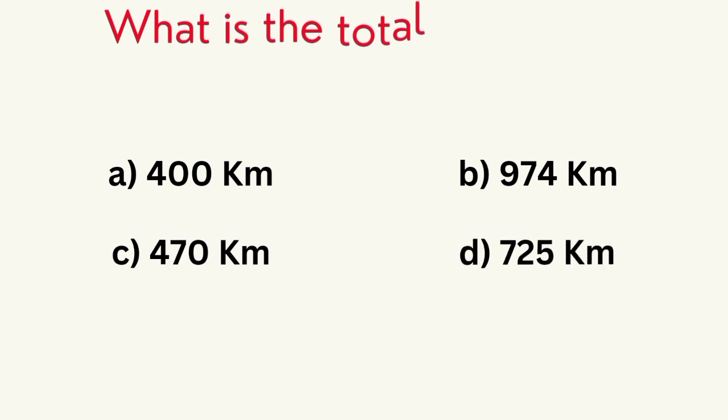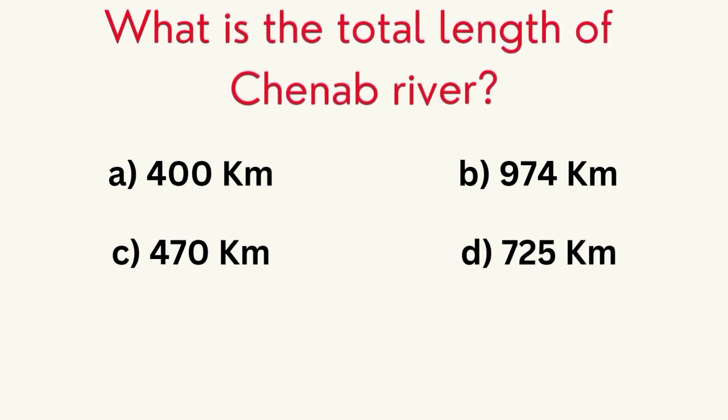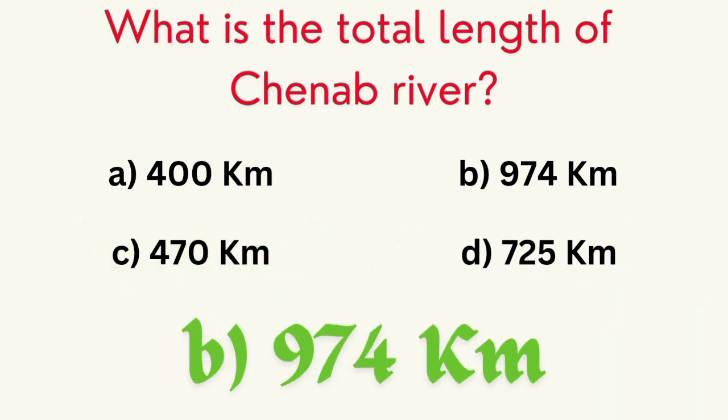What is the total length of Chenab River? A. 400 kilometers. B. 974 kilometers. C. 470 kilometers. D. 725 kilometers. Answer, B. 974 kilometers in Punjab.